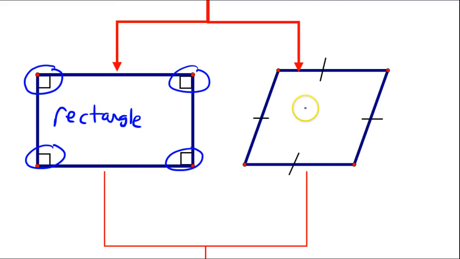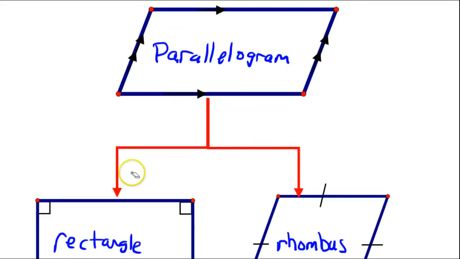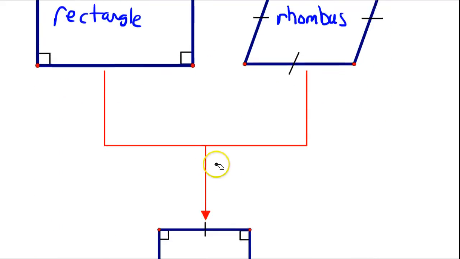Now, on the other hand, another special parallelogram is this. It's called a rhombus. Hopefully you can tell by the markings. The thing that makes this special is that all 4 sides are equal. So if you see all 4 sides equal, that's a rhombus. Now don't forget both of these are parallelograms. All of these are parallelograms.